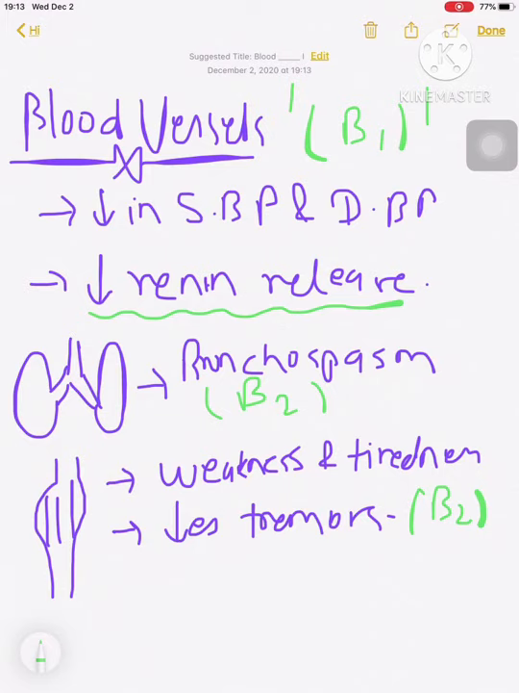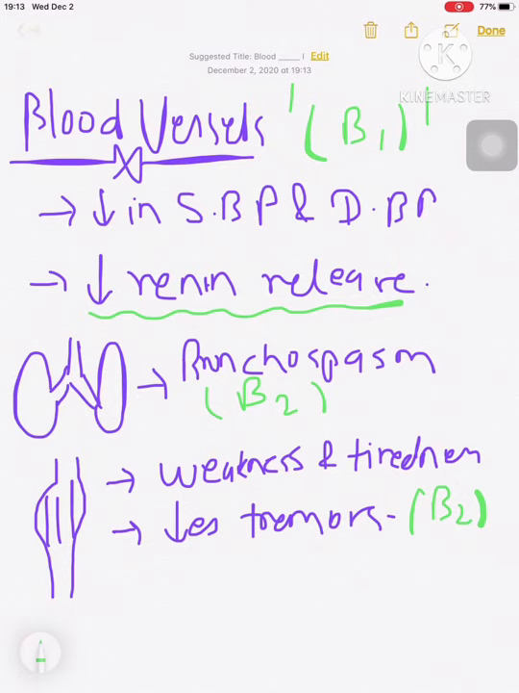The next is reduced stress induced tremors. Okay, if you are in a stressful condition, anxiety, suppose you have exams tomorrow or today in a few hours, then you may get stress induced tremors, and these beta blockers like propranolol, they are very helpful in these conditions.